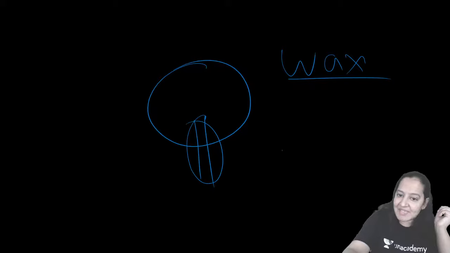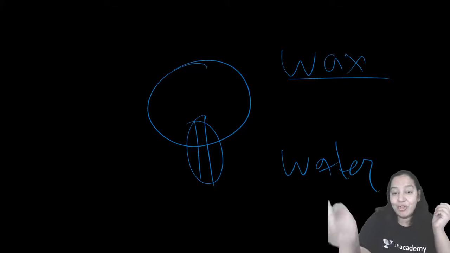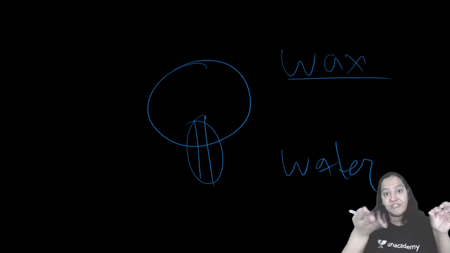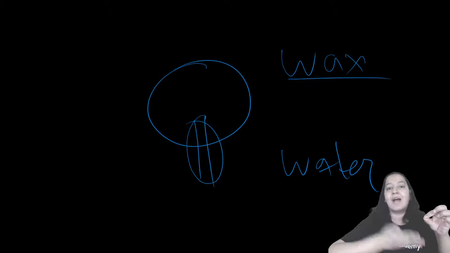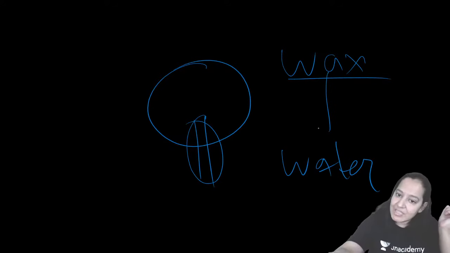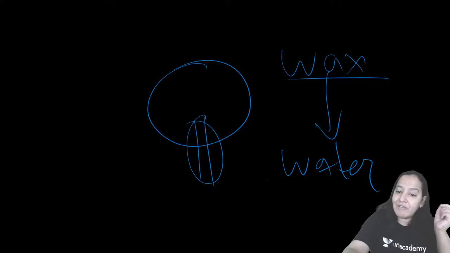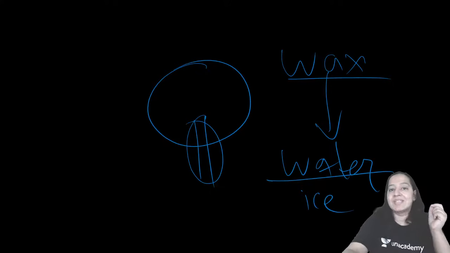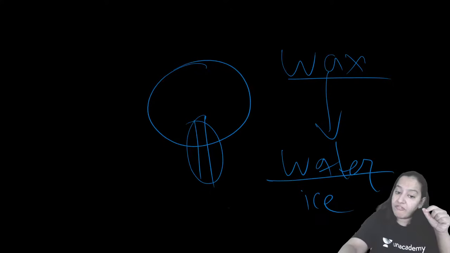But instead of wax, if you use water as a cutting medium, freeze the water to make ice and use it as the cutting medium. So instead of wax, you are using water here. The water will freeze and get converted into ice, and you will cut the block. So a block of ice is formed.